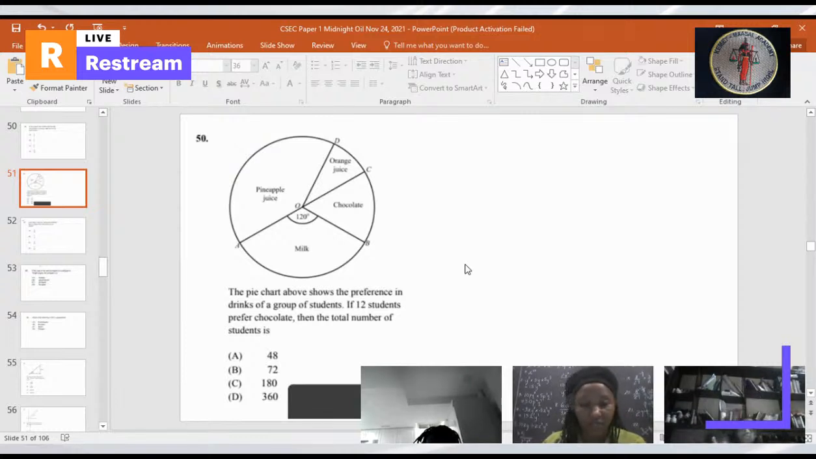that's 180 degrees, since they're on the diameter, both together. So if the milk is 120, the chocolate is 180 minus 120, which is 60 degrees, right? Yes, Miss. All right, so chocolate is 60 degrees, and the chocolate represents 12 students. So 60 degrees over 360, that's 1 over 6.